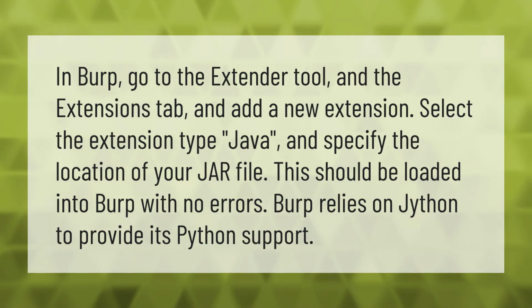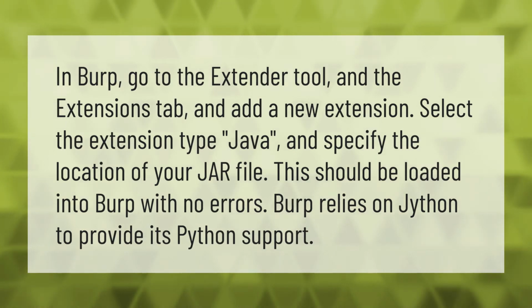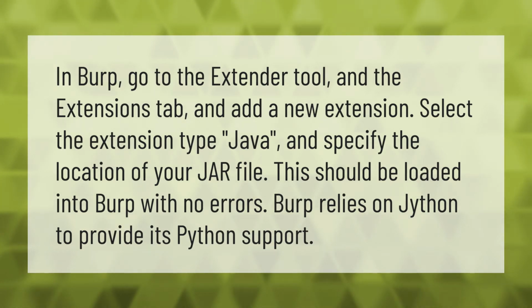In Burp, go to the Extender tool and the Extensions tab, and add a new extension. Select the extension type, Java, and specify the location of your jar file. This should be loaded into Burp with no errors. Burp relies on Jython to provide its Python support.